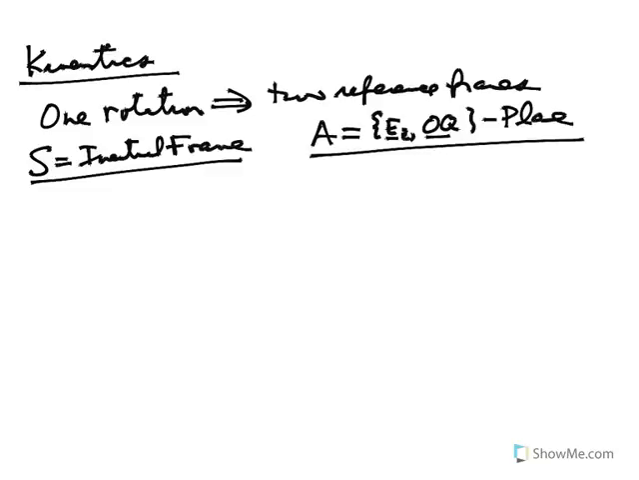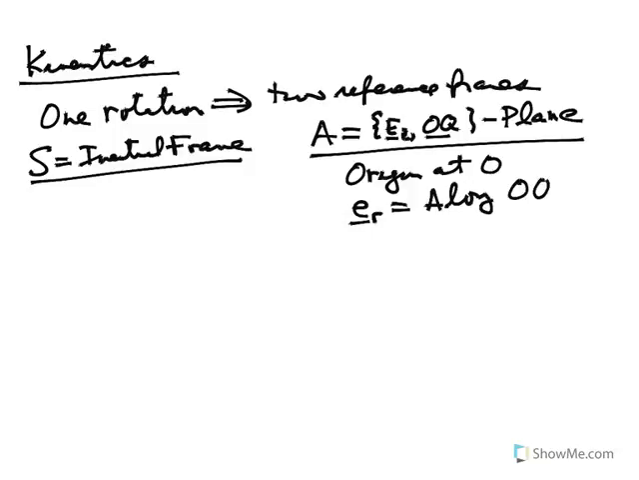And again, I'm going to work my way backwards. In this case, it doesn't really matter that much because there's only one rotation, so it's not as complicated as it was in the previous problem. But we're going to go through this the same way. ER is going to be along OQ.